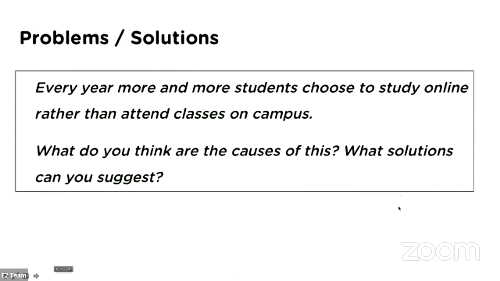Well, this was the question prompt. I'm going to read the whole thing to you. Please do listen to this. It's important. So the question prompt said, every year, more and more students choose to study online rather than attend classes on campus. What do you think are the causes of this? What solutions can you suggest? So this is from the perspective of the university, because this is a problem for the university. So the university needs some solutions.